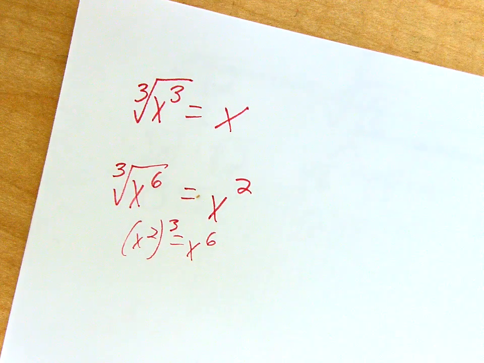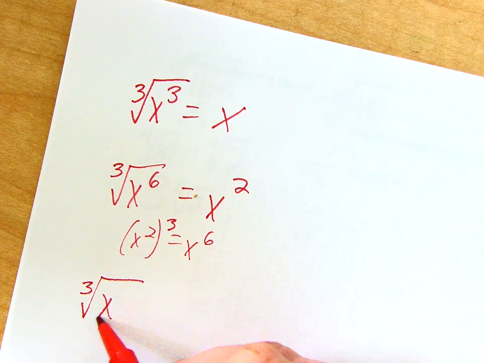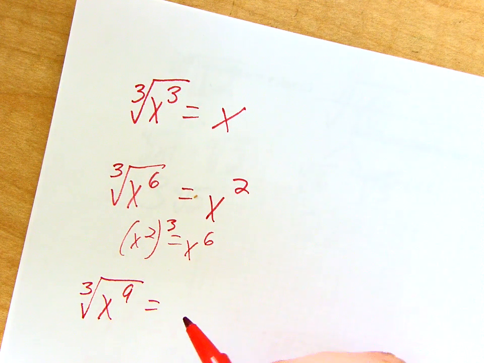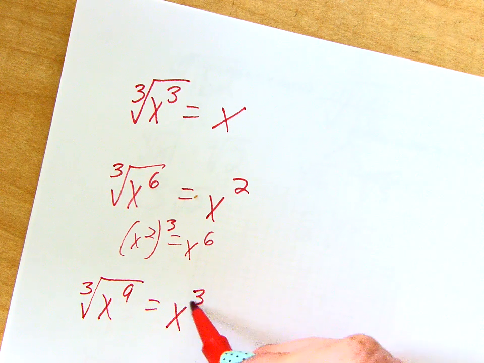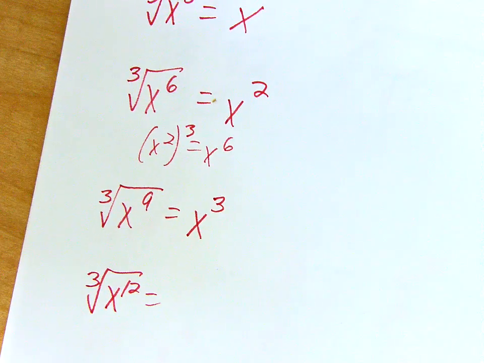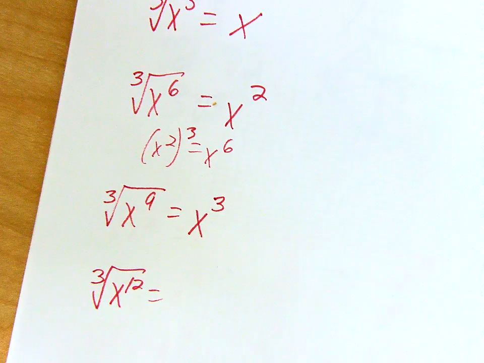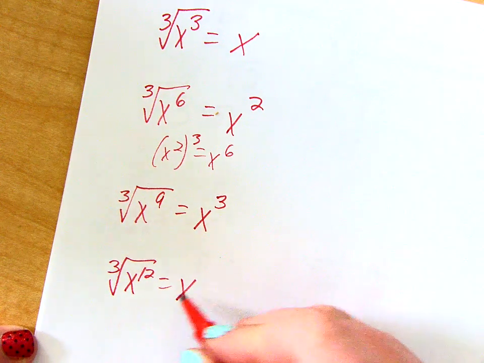All right, I'm seeing some interesting little pattern here. What's the cube root of x to the 9th, do you suppose? X to the 3rd. Huh. So just one more to drive the point home. The cube root of x to the 12th must just be x to the 4th.